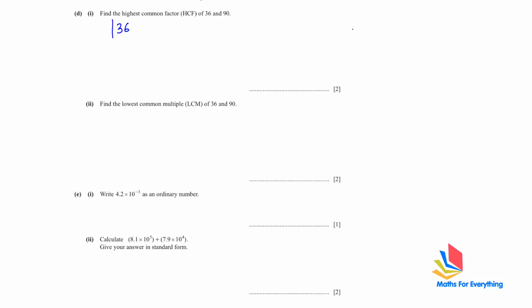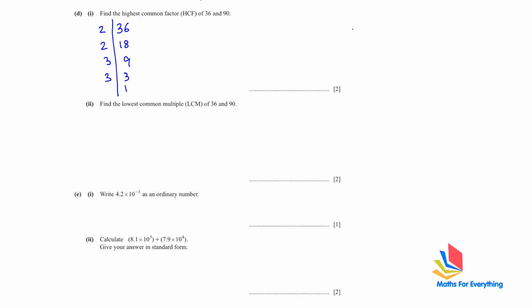So what is prime factorization? We are going to divide 36 by prime numbers. Which is the lowest prime number? 2. So can I divide 36 by 2? Yes, 36 divided by 2 will give us 18. 18 divided by 2, 9. I cannot divide 9 by 2, so I will use the next prime number, which is 3. 9 divided by 3, 3. And 3 divided by 3, 1.